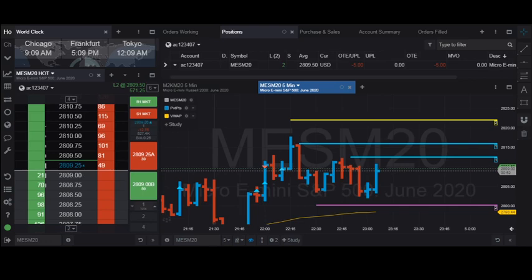So while waiting, we pause this video. This is going to take maybe another 20 minutes for the price to go for the TP target area.